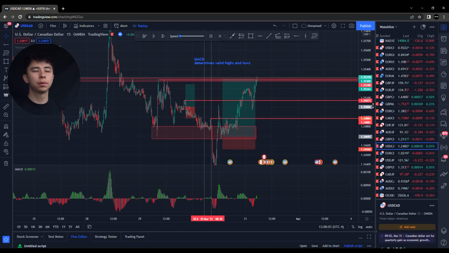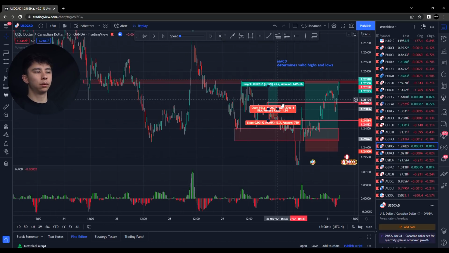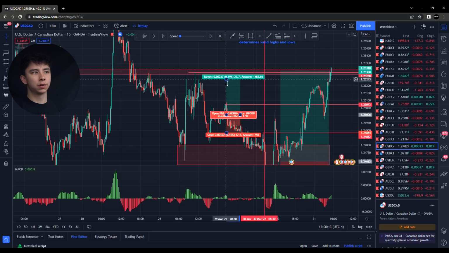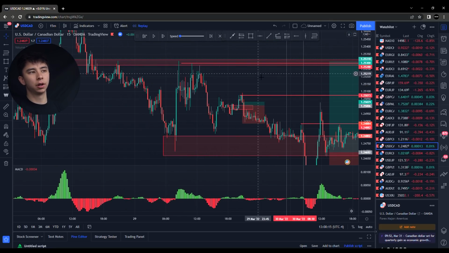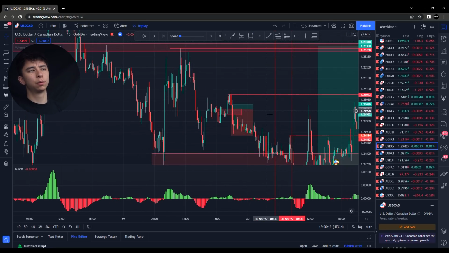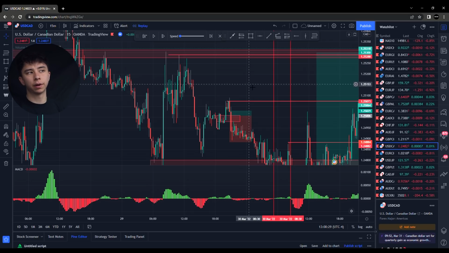So by properly determining valid highs and lows, it can make the whole difference between a winning trade and a losing trade. So a lot of people will actually get stopped out on trades like this and discourage them from trading highs and lows. It can give the wrong impression for traders, thinking that trading off of highs and lows doesn't work as well. You have to make sure you're trading off of the proper highs and lows that are actually validated.